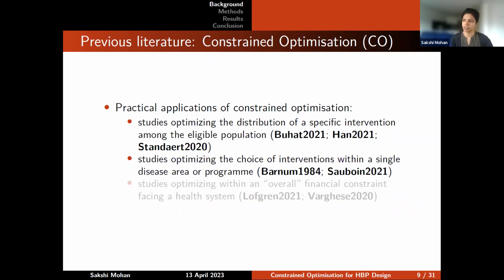For example, the 1984 paper by Bonham and Barlow tried to optimize the choice of interventions within the maternal health and child health programs. And then we have a final set of studies which try to optimize within an overall financial constraint facing the system. But we were not able to find any studies which account for both the financial constraint and physical resource input constraints in order to define the choice of interventions across disease programs. And this is what we've tried to do in our study.